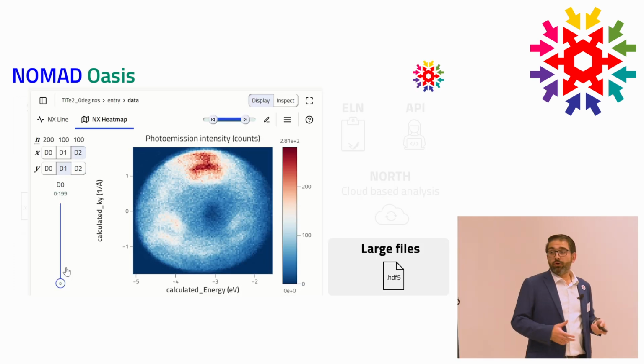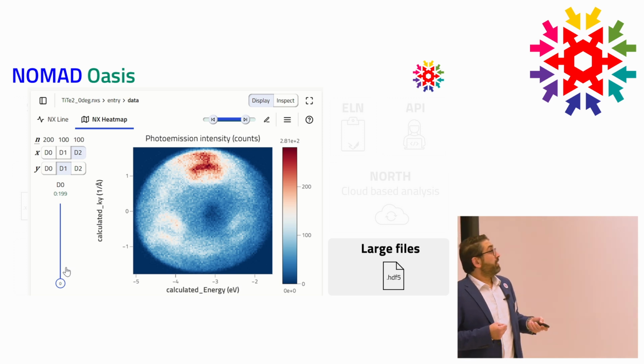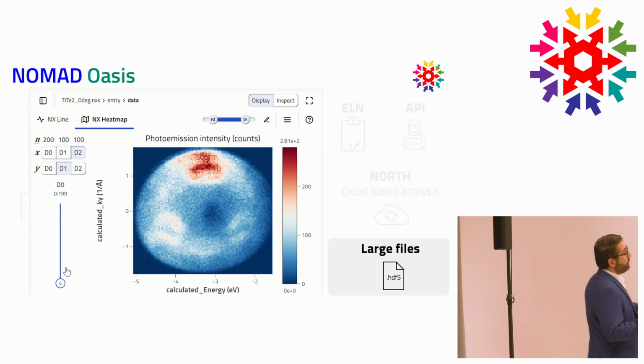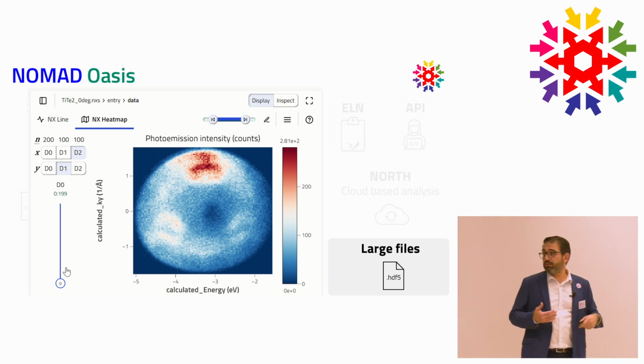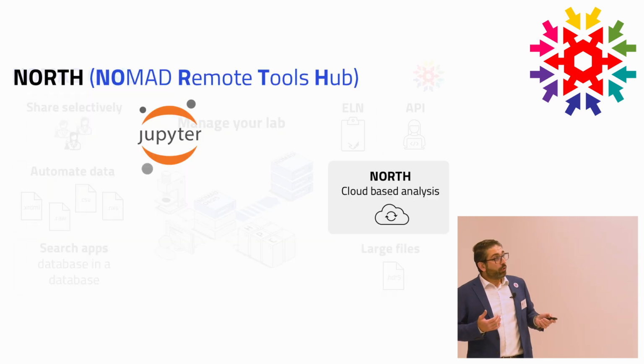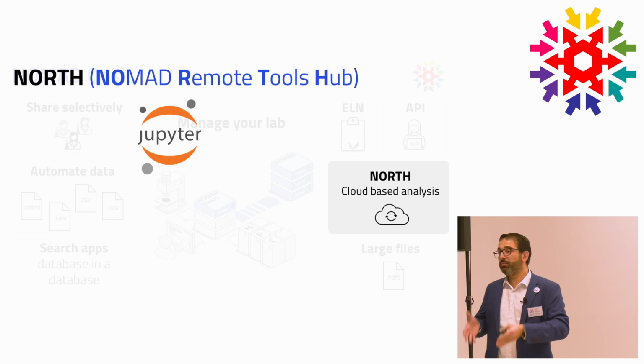NOMAD Oasis would support also large data files, such as multidimensional photoemission spectroscopy, where you can visualize such files and scan through the inverse k-space to see the different cross-sections of the photoemission. We also offer the NORTH tools, which allows you to analyze your data right in the place where your data is.